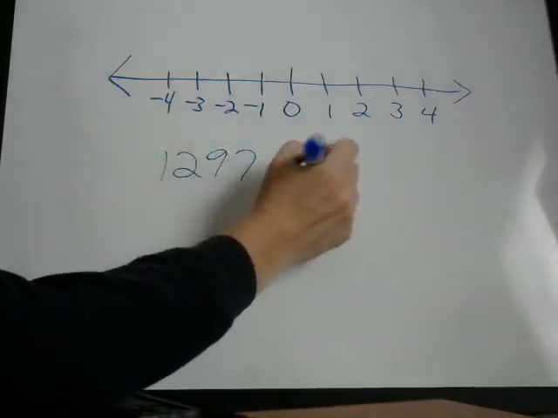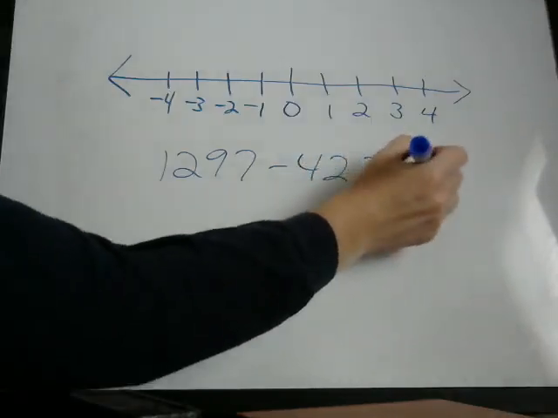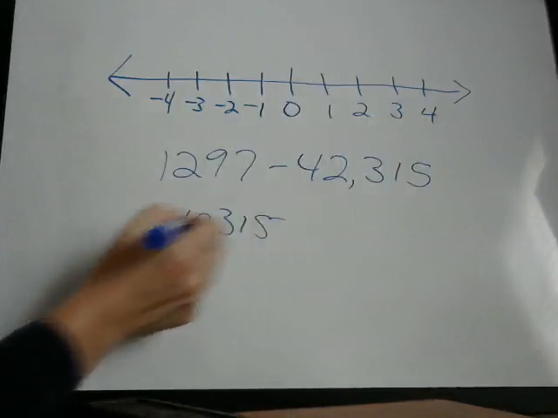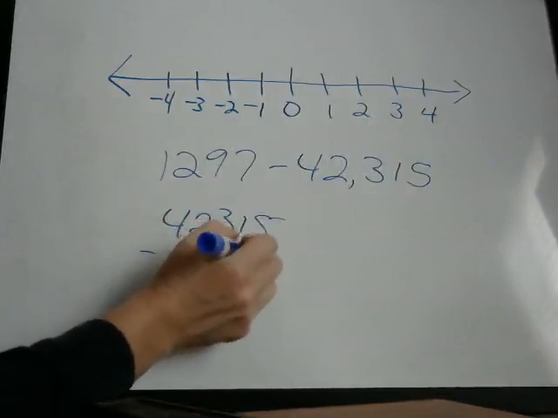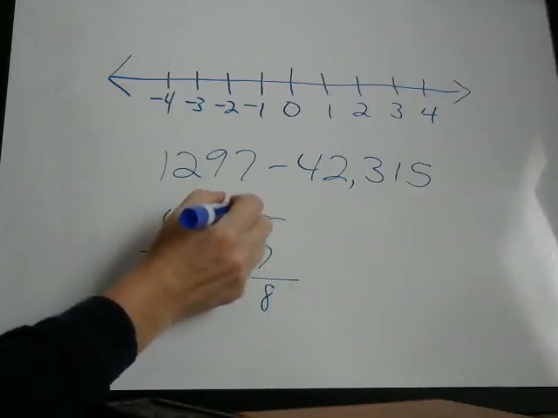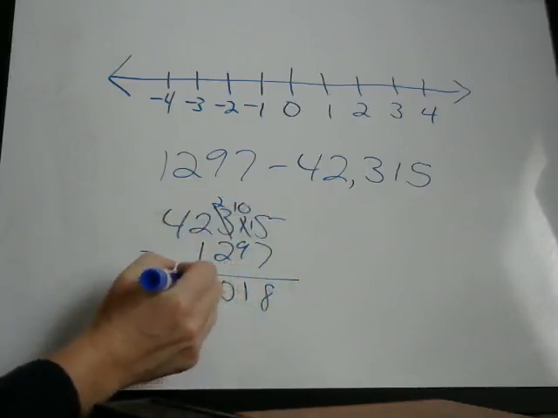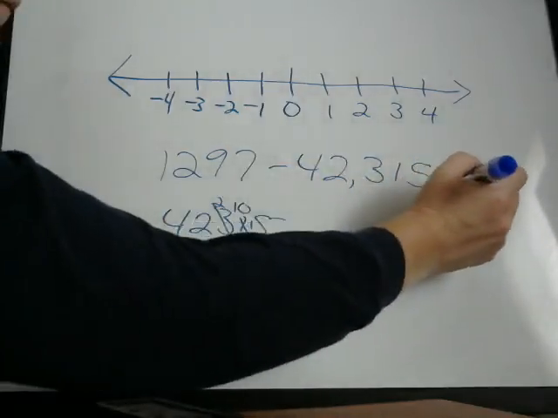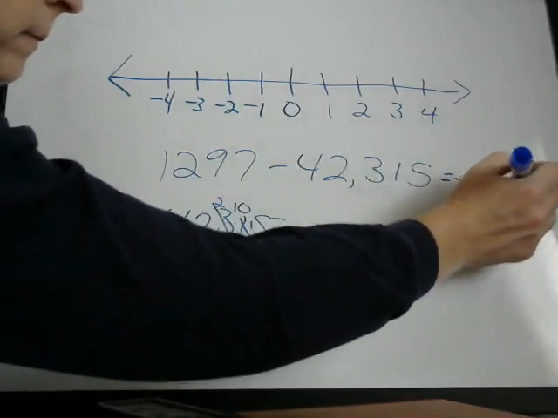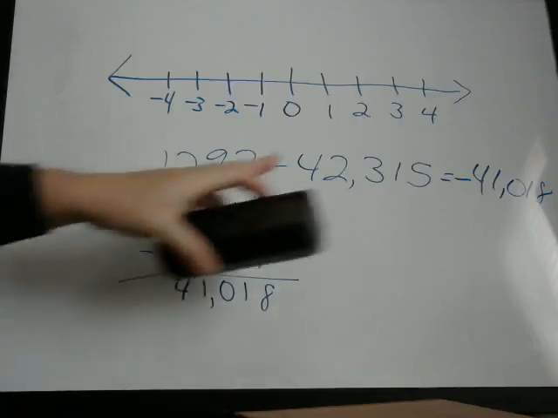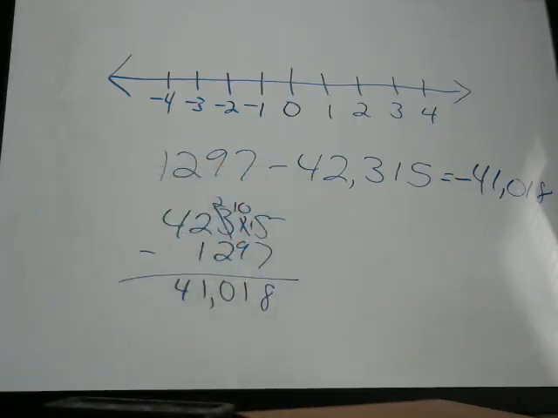1,297 minus 42,315. So the way, again, we think about this is 42,315 minus 1,297. And with this we get 41,018. So the answer to this is negative 41,018. So that's how you can subtract a number that's larger than what you're subtracting from.